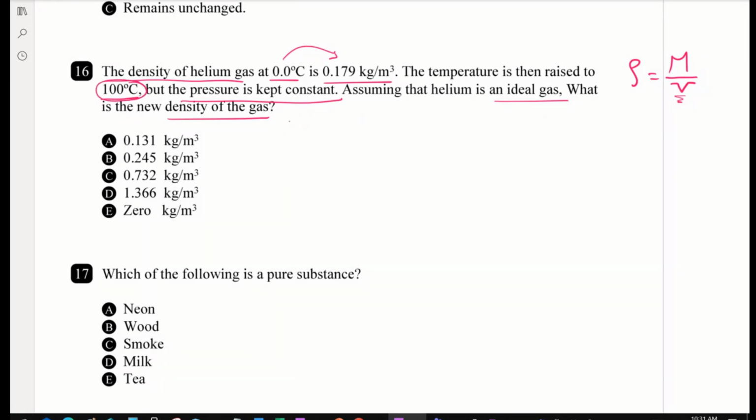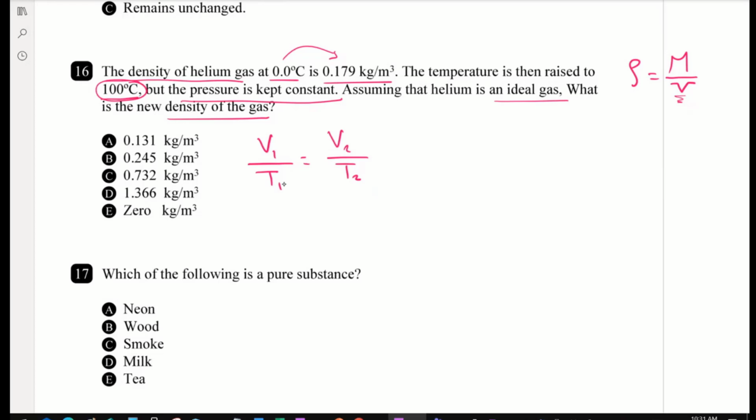So let's find the relation between volume and temperature. What is it? V1 over T1 equals V2 over T2. That's Charles's law. But we need to take care in Charles's law. We cannot plug the temperature in Celsius. We need to change it into Kelvin.